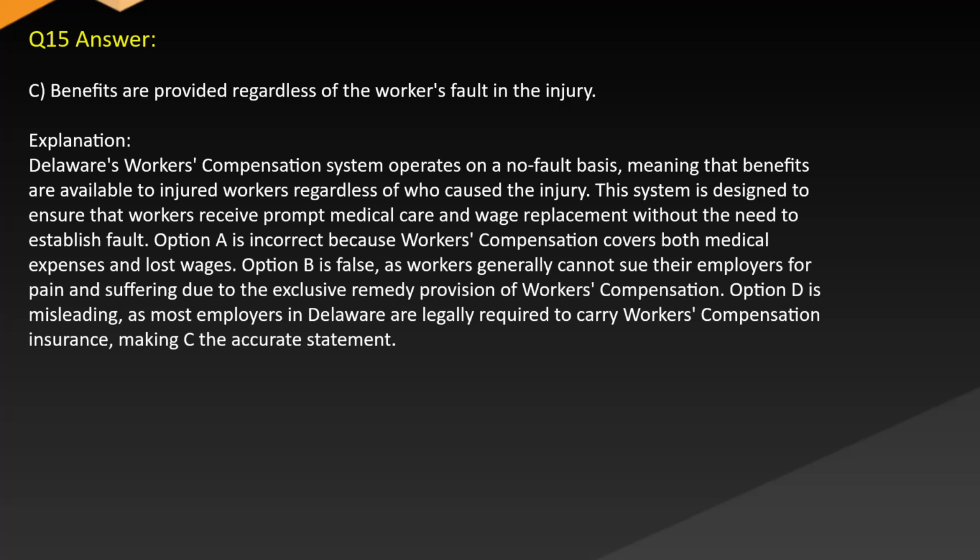Option A is incorrect because workers' compensation covers both medical expenses and lost wages. Option B is false, as workers generally cannot sue their employers for pain and suffering due to the exclusive remedy provision of workers' compensation. Option D is misleading, as most employers in Delaware are legally required to carry workers' compensation insurance, making C the accurate statement.